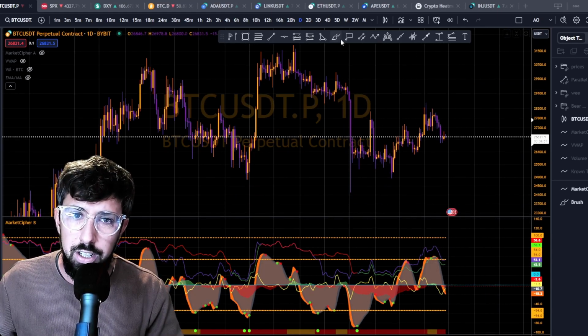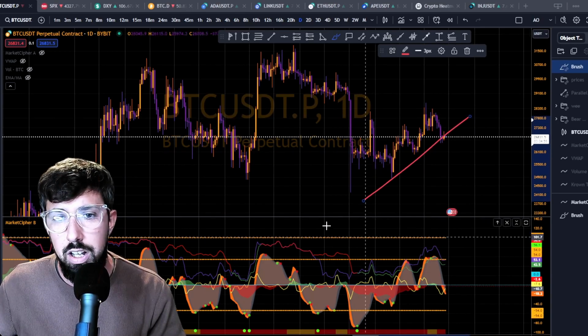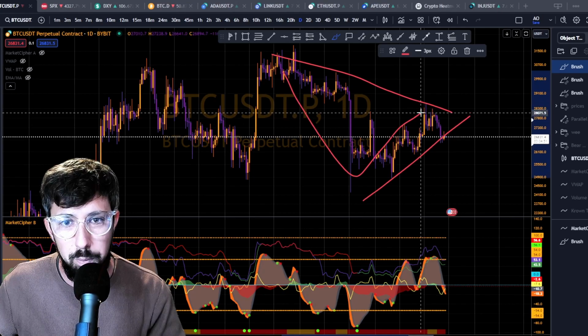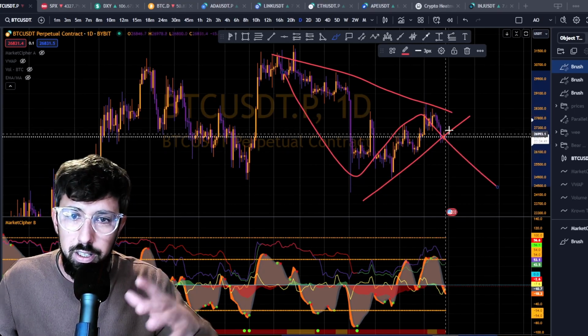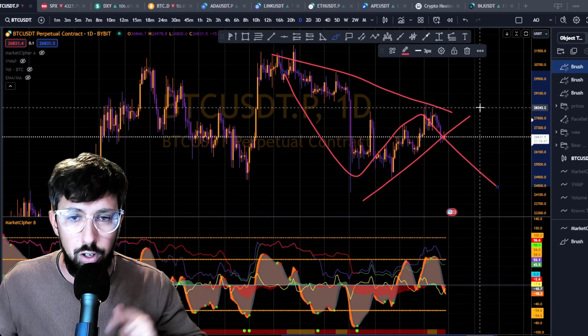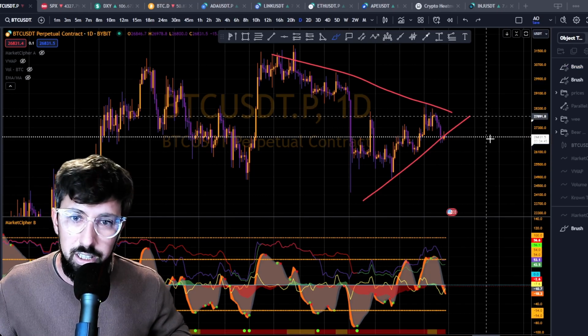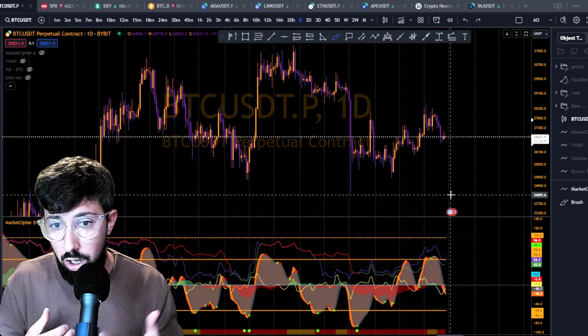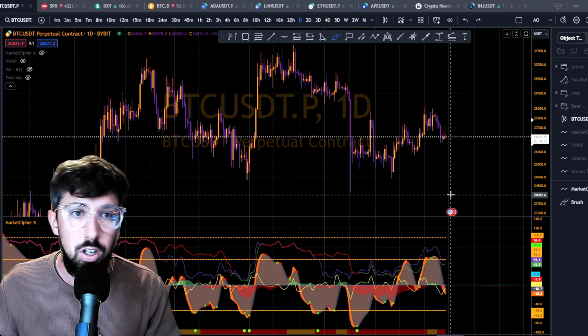The first thing I do, I identify the trend, okay? The short-term trend and the long-term trend. So it looks like we're in a big downtrend here. So I typically want to be going for shorts for a longer-term trade. Secondly, we're in a short-term uptrend. So I typically want to be looking for longs until I see reversal in the trend.